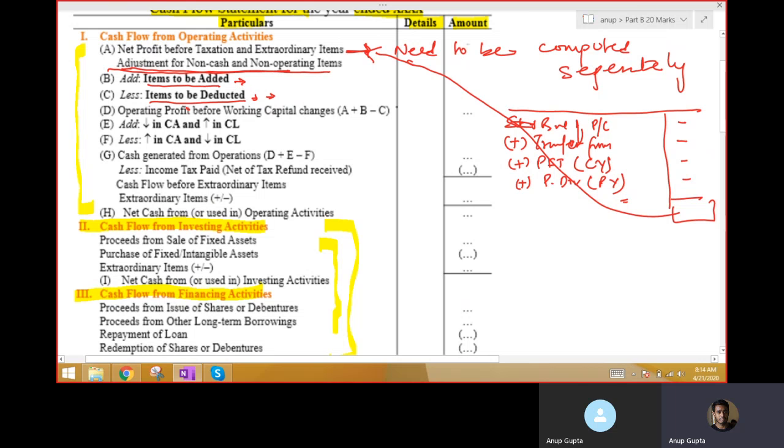Let us finish up to this one first. I'll solve a question on this, and then it will be clear, and then we'll move on to number D. We are done with A. For B and C we will solve a question, we'll understand, and then we'll move on to D.